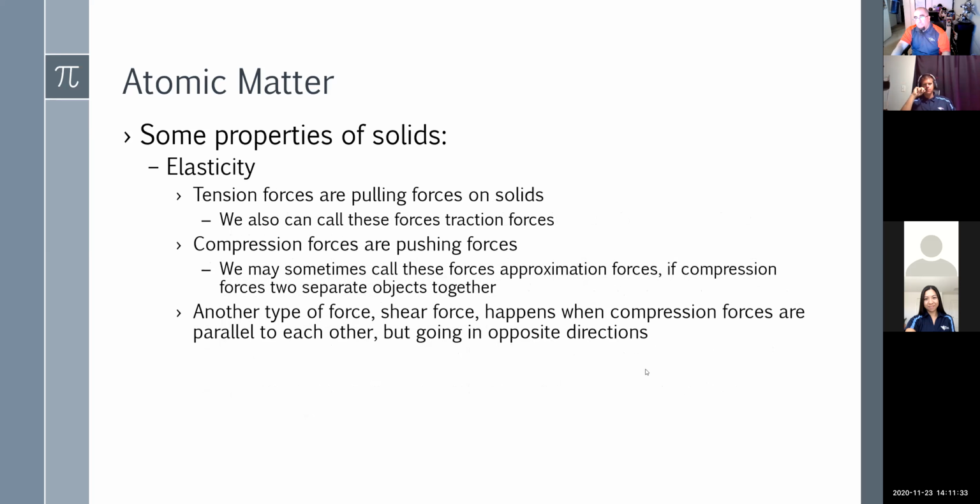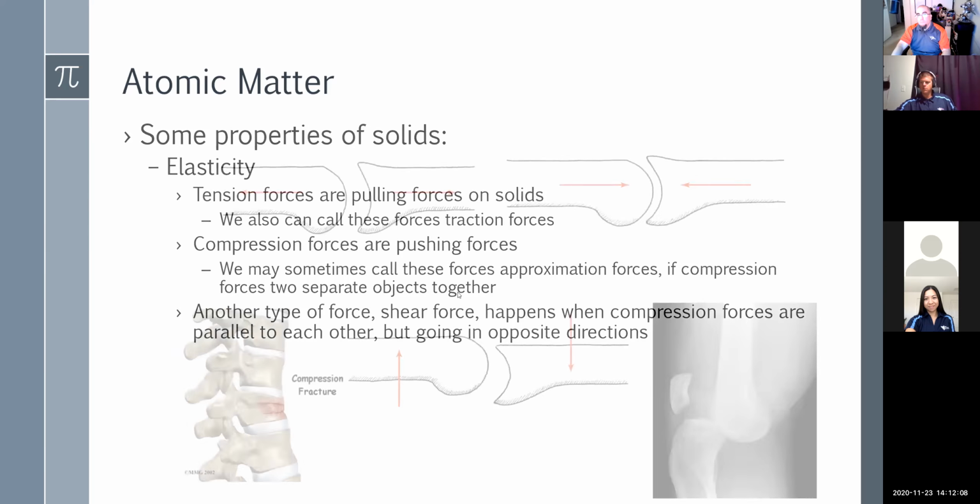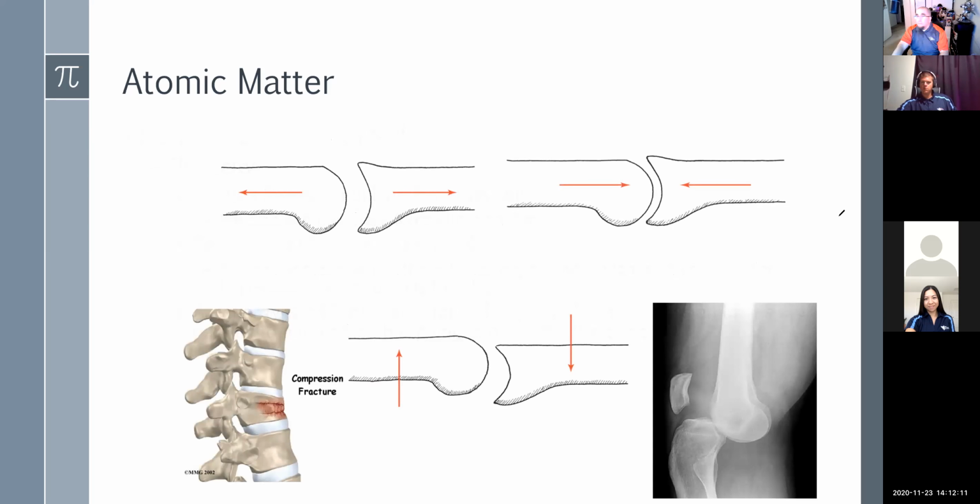So when we talk about stuff pulling on solids, we talk about tension forces. When we talk about stuff pushing on solids, we talk about compressive forces. When we talk about that in the physical therapy world, when things are being pulled apart, we call that traction. When things are being pushed together, we call that approximation, right? There is another force called shear force, and shear force is when compression forces are parallel to each other and they rub, going in opposite directions. That's the shear force. So when we look at these bones here, these bones being pulled apart are traction.